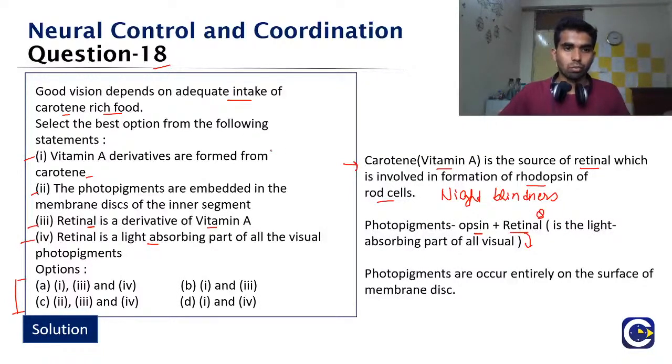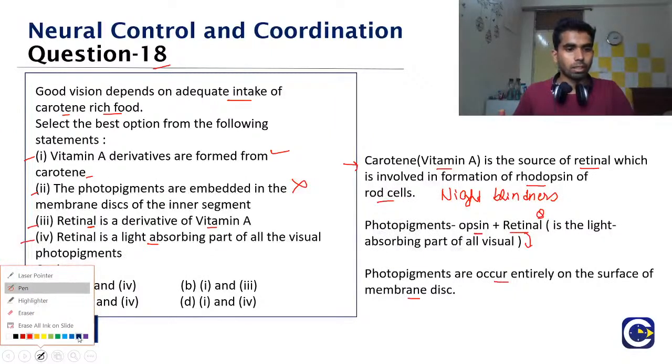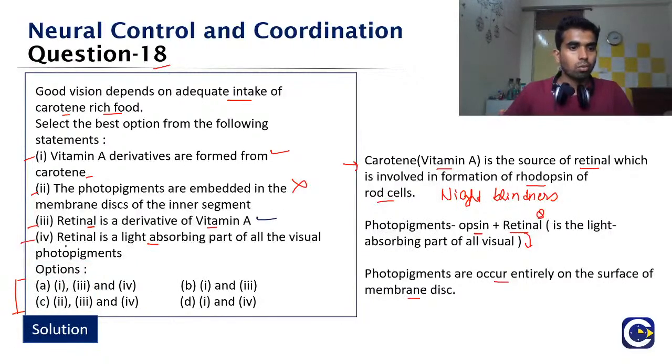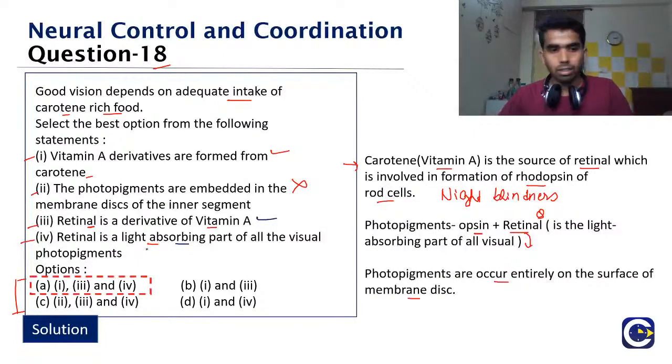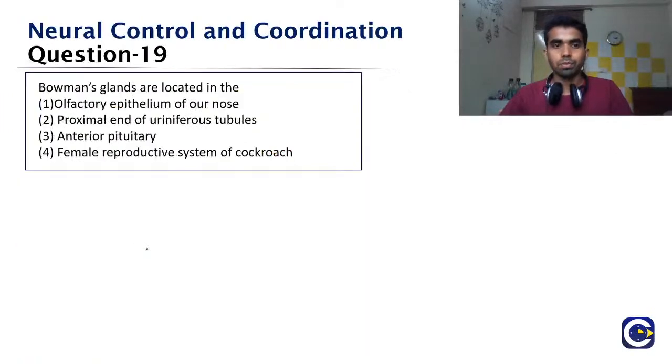So the first option is correct. Yes, vitamin A derivatives are formed from carotene. Very well said. These photopigments occur entirely on the surface of the membrane disc, not just on the inner segment, and that is why this option is incorrect. So the second option is gone. Now coming to the other options. Yes, the retinol is the derivative of vitamin A. And the fourth part, that retinal is the light absorbing part of all the visual pigments, is also correct. So yes, Jivita, very well said. It is option A.